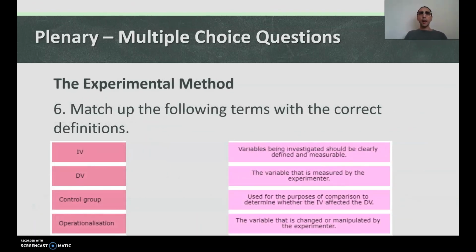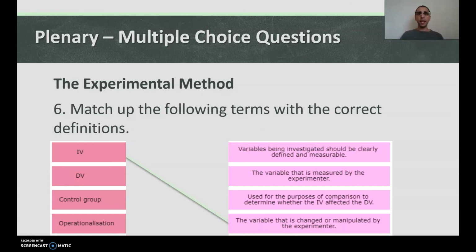And the last one, number 6, match up the following terms with the correct definitions. We've got IV, DV, control group, and operationalization. On the right, we've got variables being investigated should be clearly defined and measured. The variable that is measured by the experimenter. Used for the purpose of comparison to determine whether the IV affected the DV. And then the variable that is changed or manipulated by the experimenter. So IV is the variable that is changed, correct?